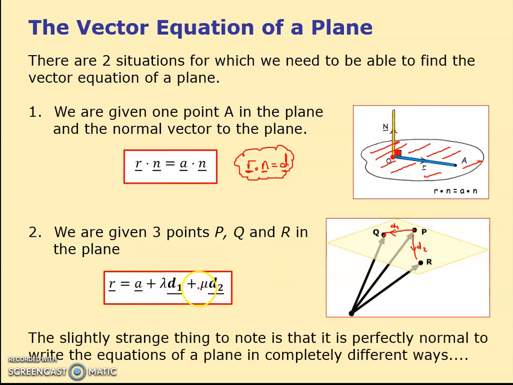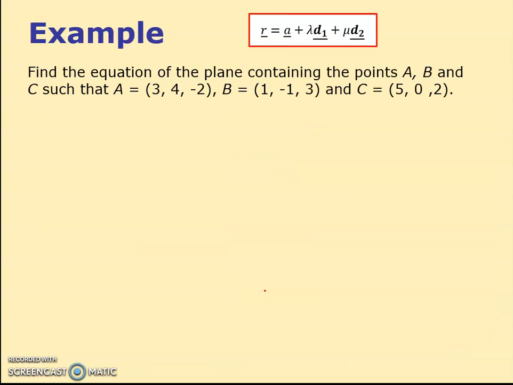Now, what you've got to get used to is the fact that these look completely different. But it's perfectly normal to write with vectors equations which look different but really are the same thing. That's quite normal when you do that with vector equations of the planes or lines or anything. So we have to get used to that and accept that. And to mark it, it's even worse because you have to work out which ones are the same and which ones aren't.